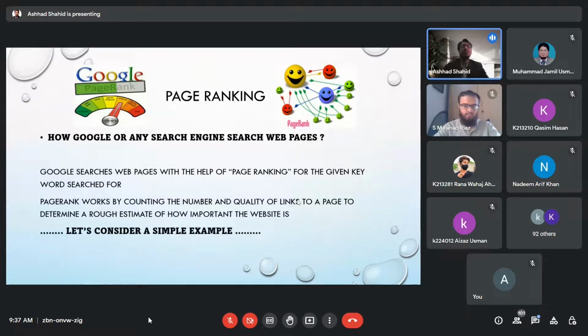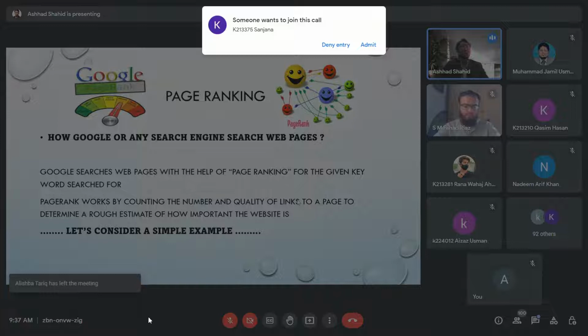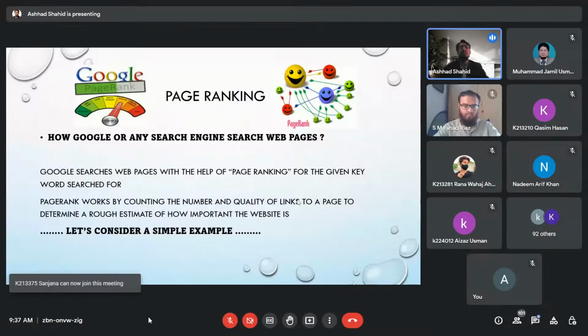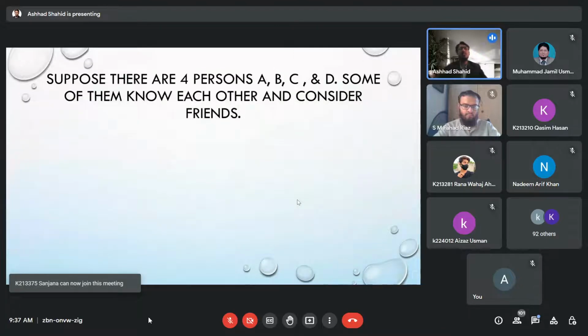Let's consider a simple example of how it works. Although this is maybe the last topic of this course, linear algebra, whether you have studied it or will study it in the future, like the power method, we'll see how it works. Let's suppose there are 4 persons A, B, C, D, and some of them know each other and consider themselves as friends.